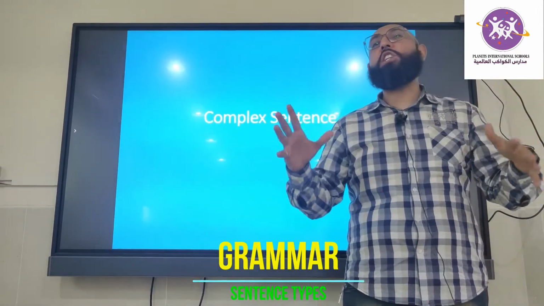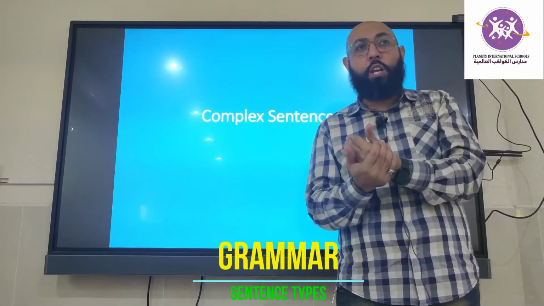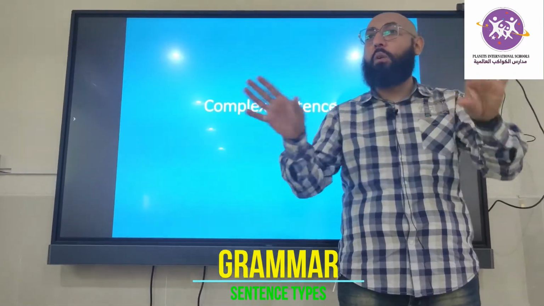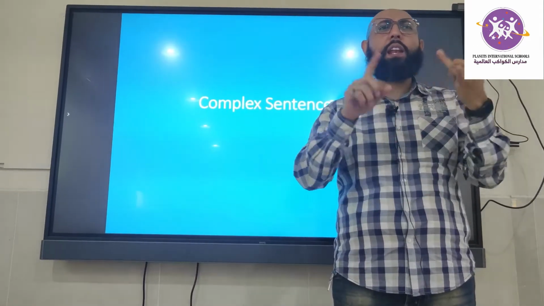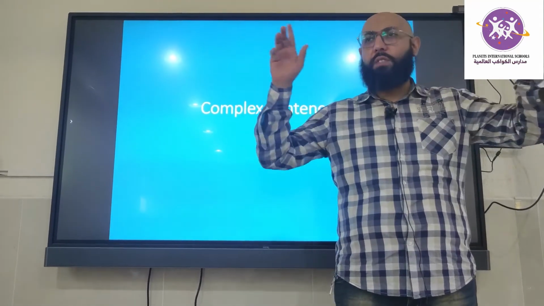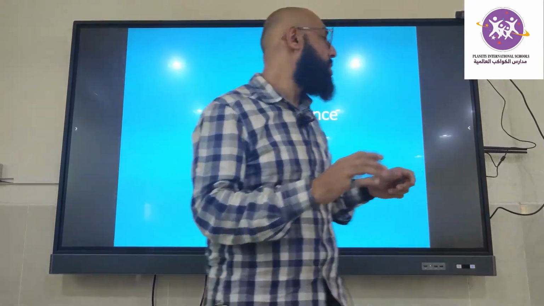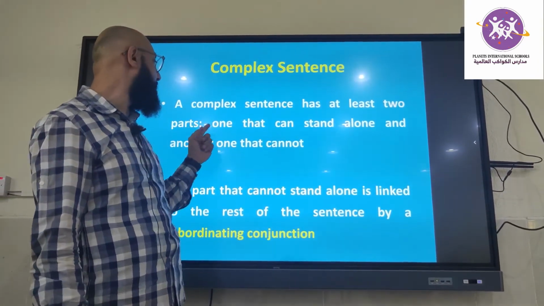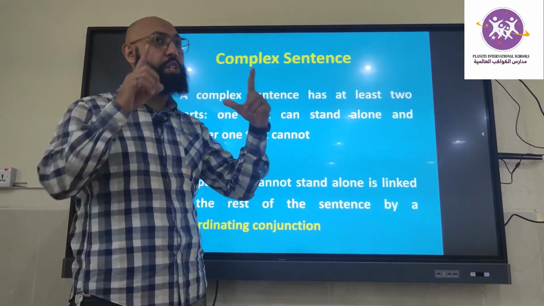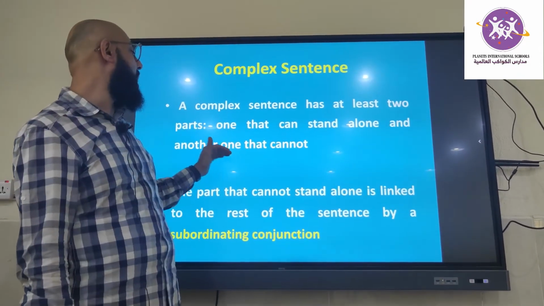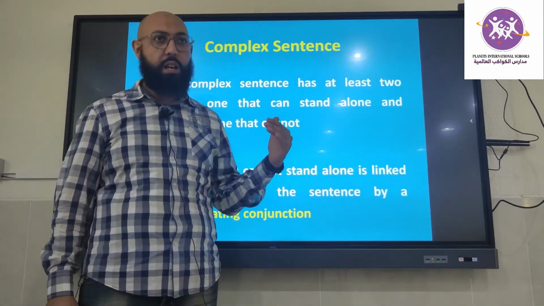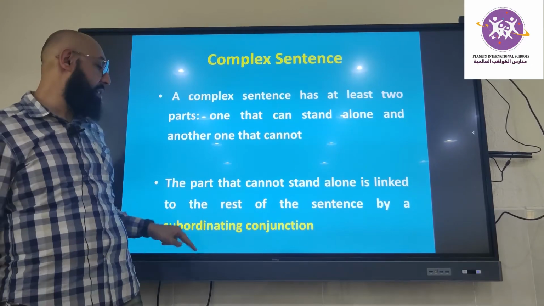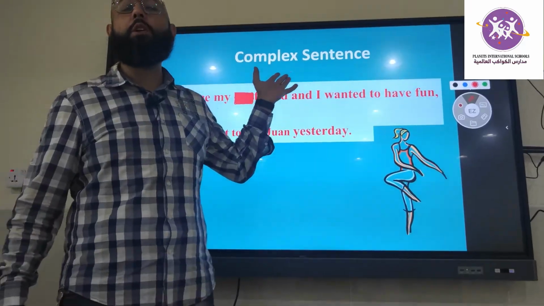Guys, there are a few more subordinating conjunctions than coordinating conjunctions, but you know, we use them every day in our speech, just like when, if, unless, while. We have a lot of them. I'm showing you everything now. So let's see. A complex sentence has at least two parts, one that can stand alone, which is independent, and the other one that cannot. I mean the dependent one, the one with the subordinating conjunction. All right, here is an example of the complex sentence.